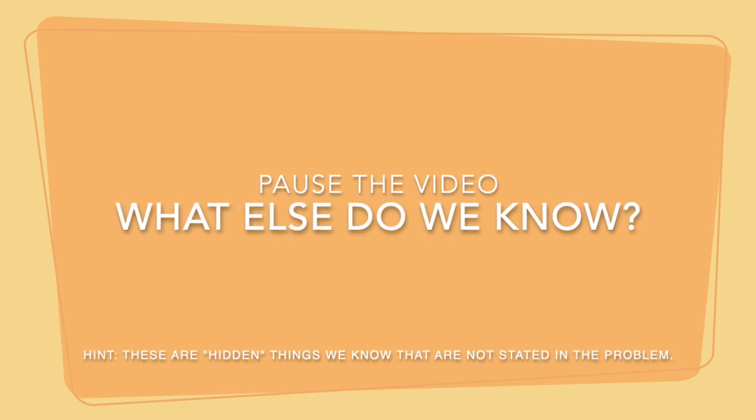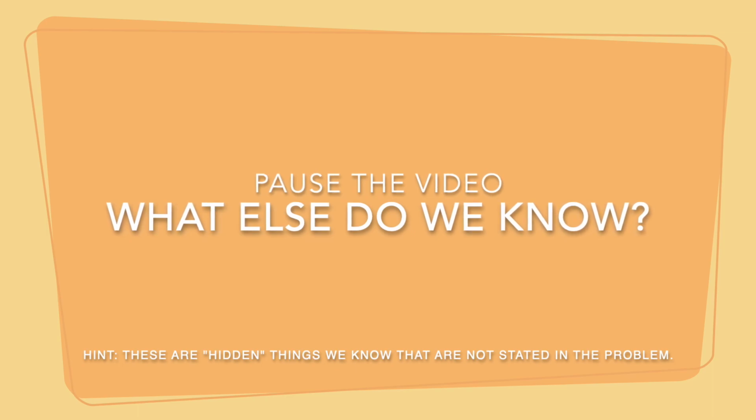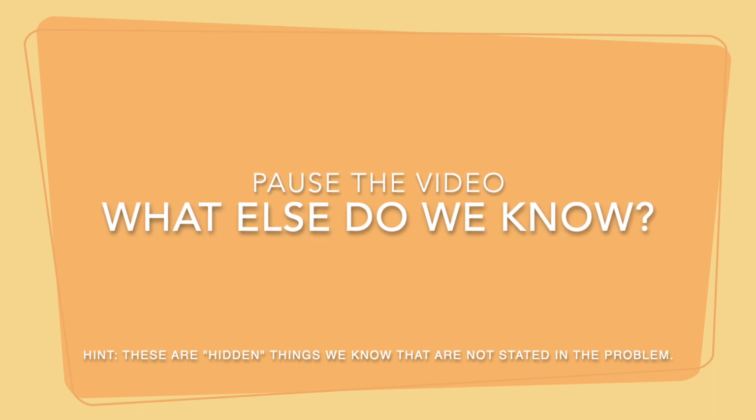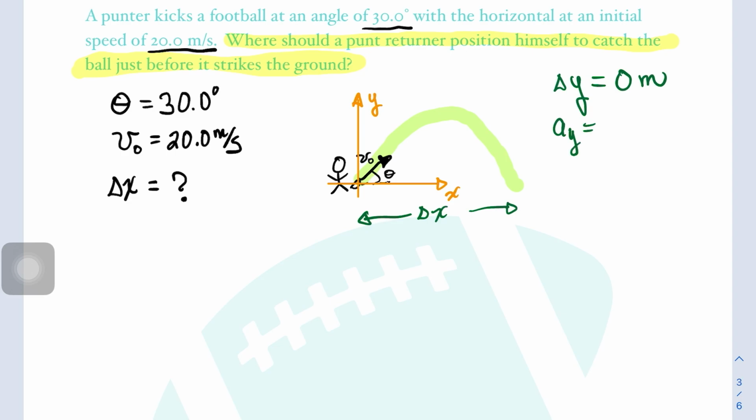All right, so what else do we not know? There are hidden things. They're not stated in the problem, but they're things that we know because this is a projectile. What are they? I hope that you said the accelerations in both the x and y directions, because in the y direction, it is always going to be negative 9.8 meters per second squared. And in the x direction, as long as we don't have wind or a thrust of an engine or something like that, the acceleration in the x direction will always be 0.